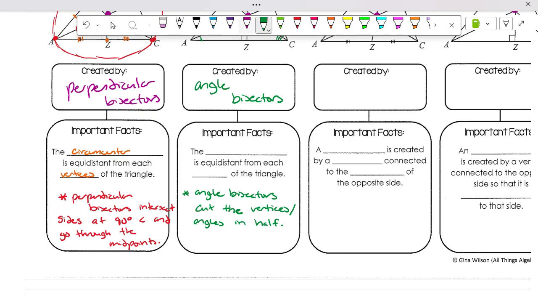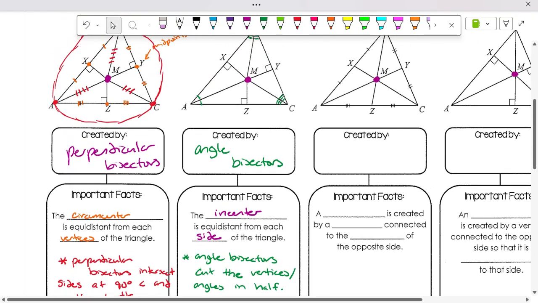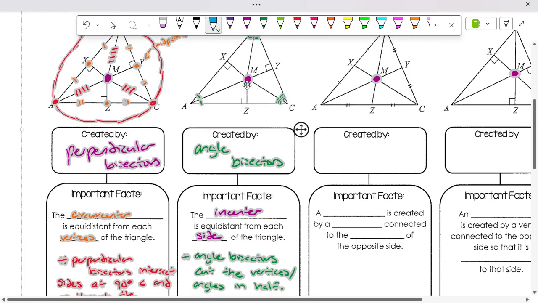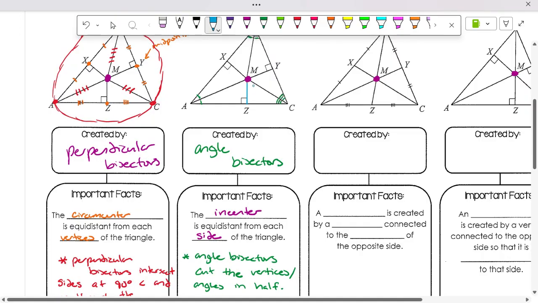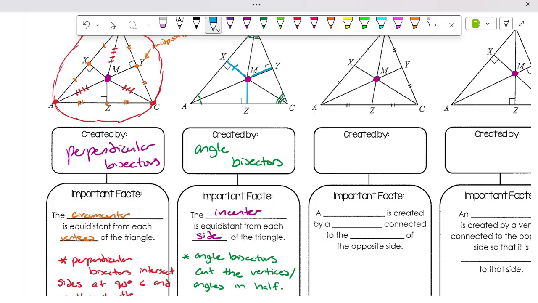Now, another thing to note, the incenter is equidistant from each side of the triangle. So if you drew a straight line from the incenter to the side for all three sides, all these segments would be congruent.